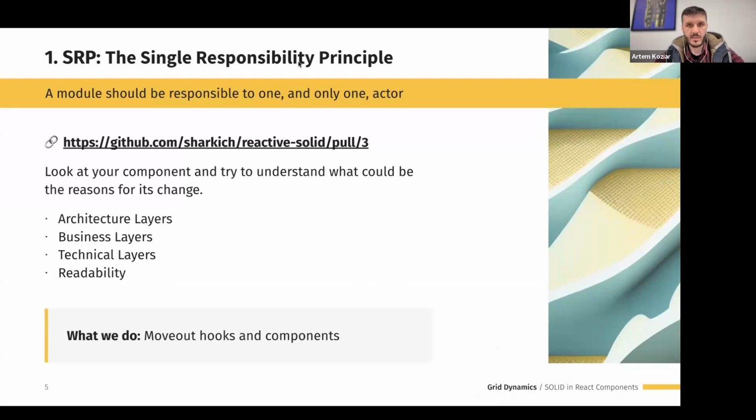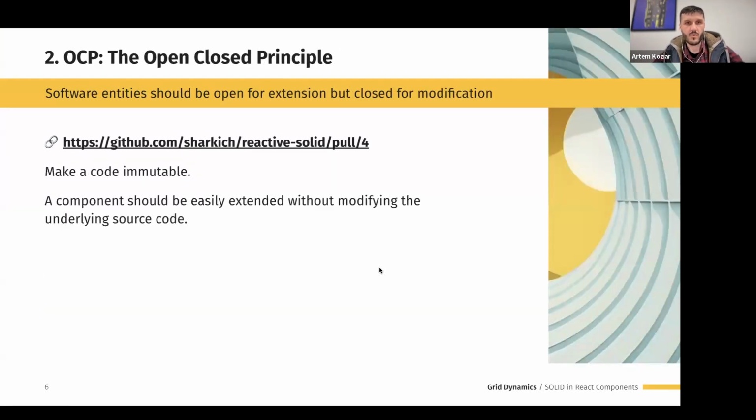But now let's go to the next principle. So we move our hooks and components out from the main component. Then the open-closed principle. This principle says that our entities should be open for extension and closed for modification. I think we as front-end developers use this principle every day and very often, but we need to understand how to do it better in our specific cases where we're working with components.